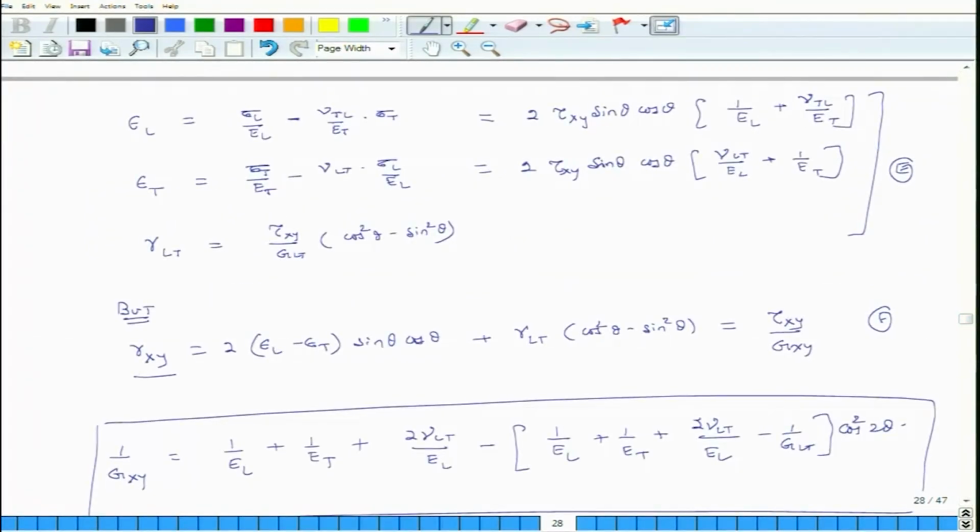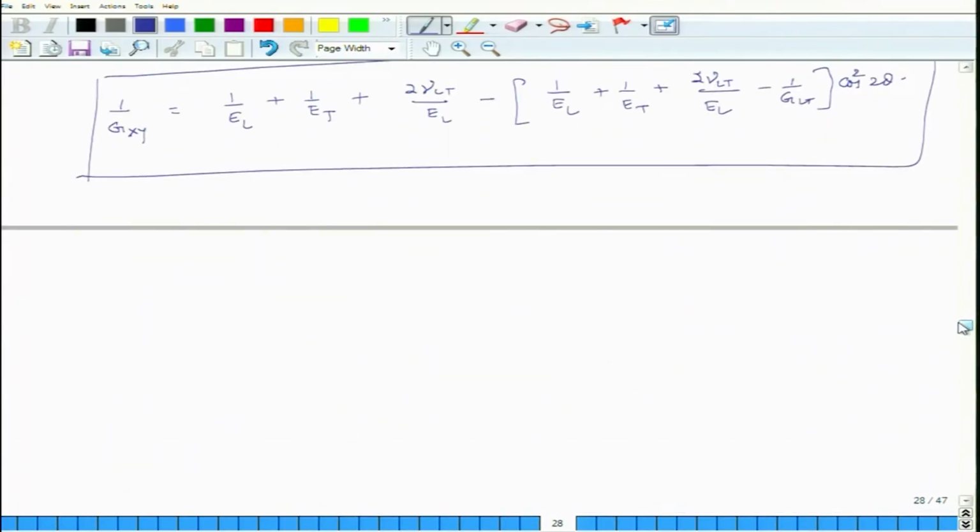This is if we use the equation for gamma xy, and if we use the equation for epsilon x and epsilon y, we will see that epsilon x is equal to, it will get this relation, and epsilon y equals minus nu tau xy divided by EL. We will get the same relation which we had written earlier. So, mathematically we have shown this.